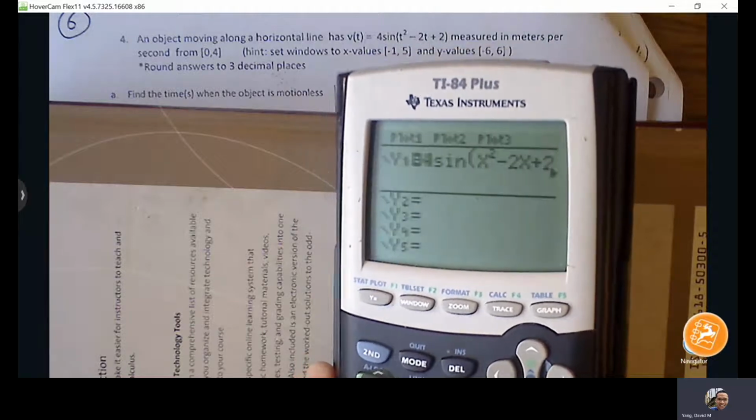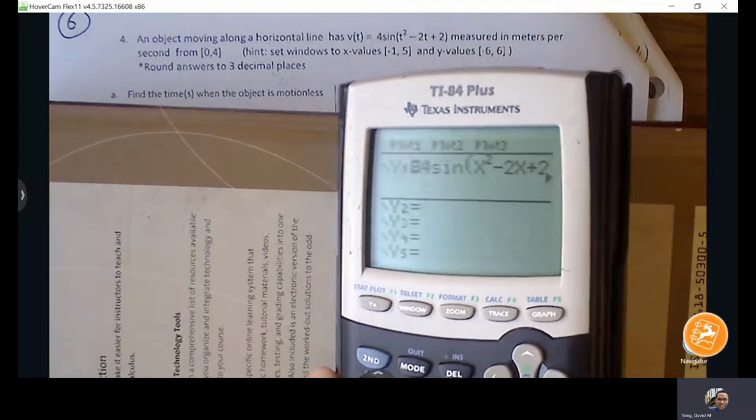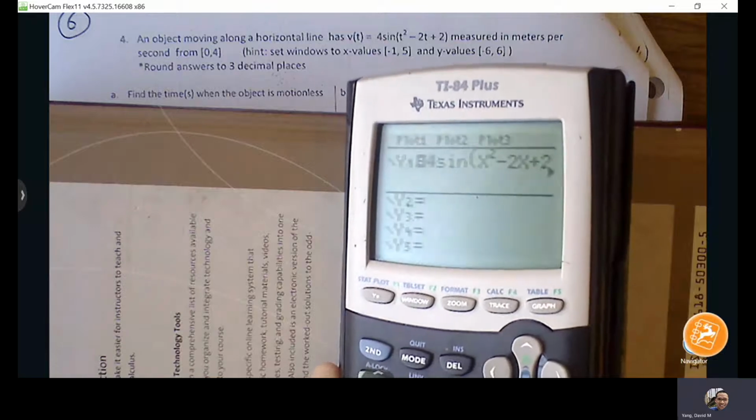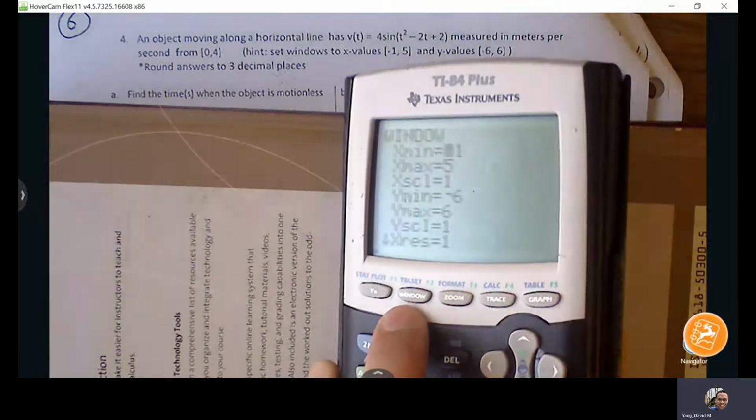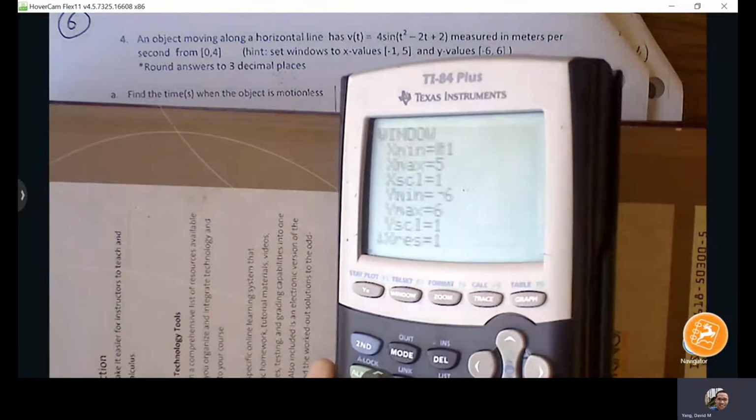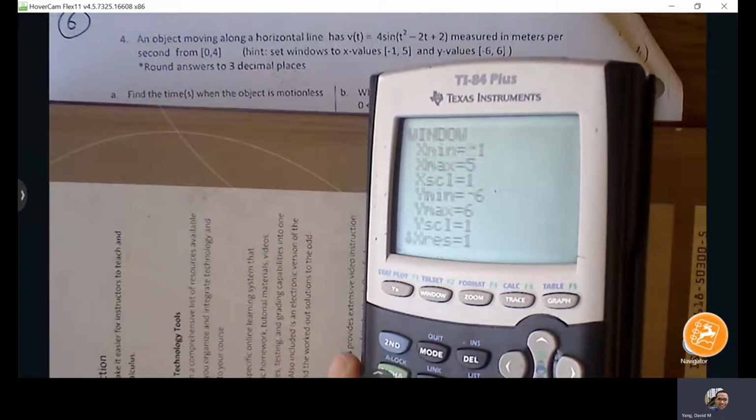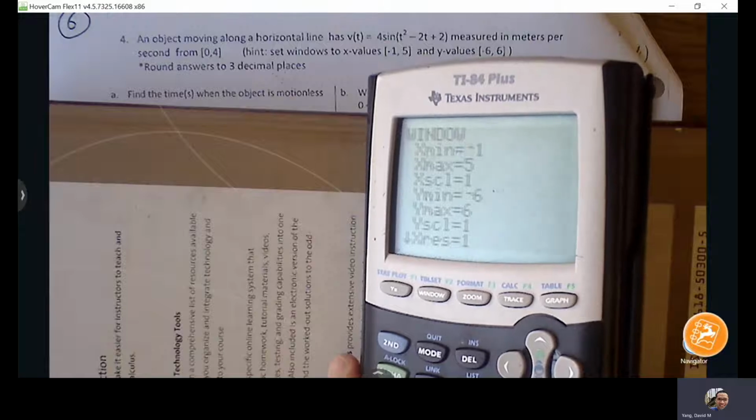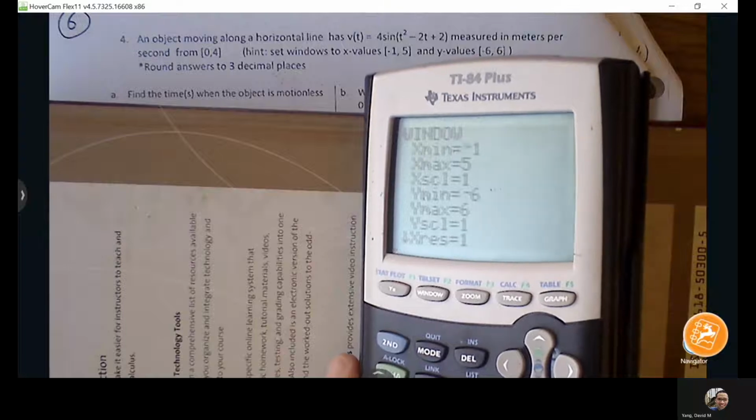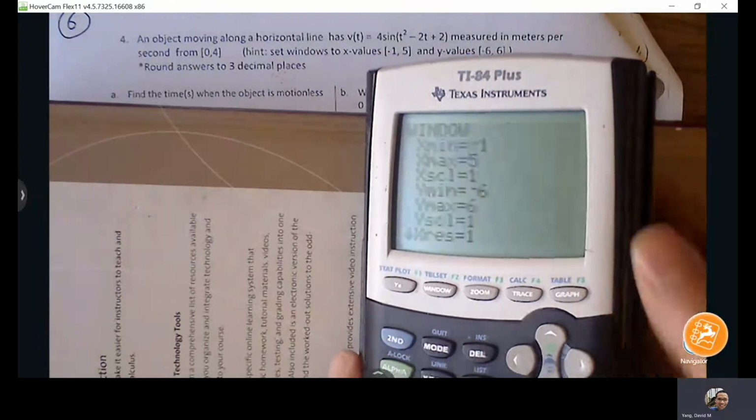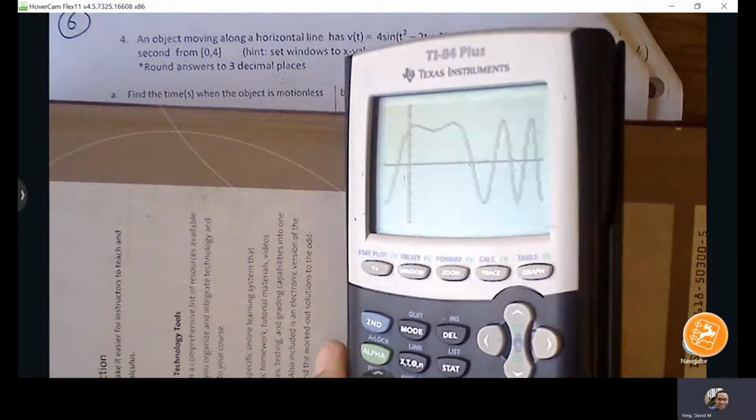Okay. And it says set the window values to -1, 5 for x min, x max, and then for y min, y max, go from -6 to 6. It just makes it easier to have the window set to see everything we need to see. So if you go to window, it's next to y equals, and just change those boundaries there. X min, make it -1, x max, make it +5. Y min, make it -6, and y max, make it +6. Okay, so now go to graph. My graph is from previous period, so that's why it's already up.